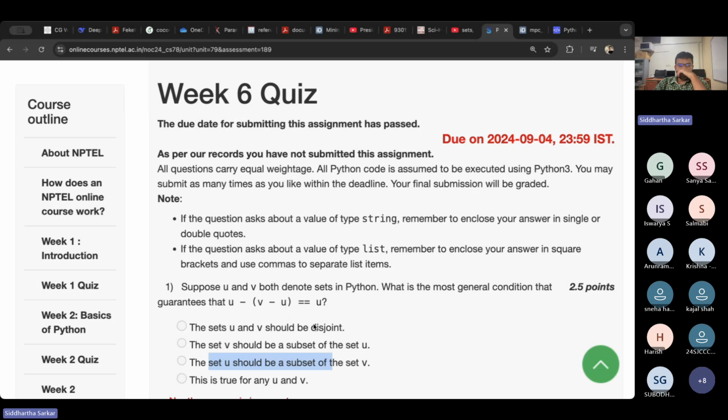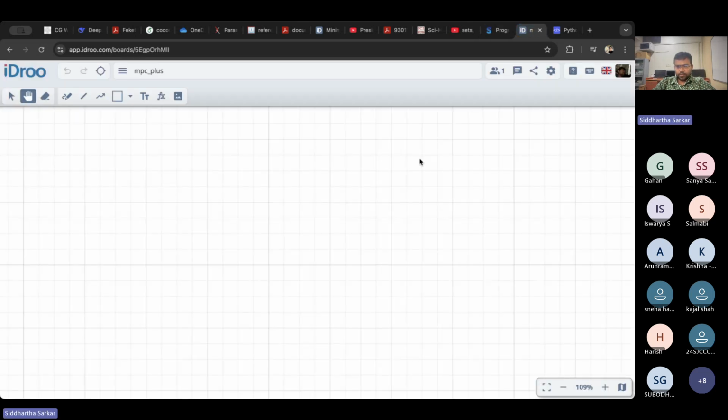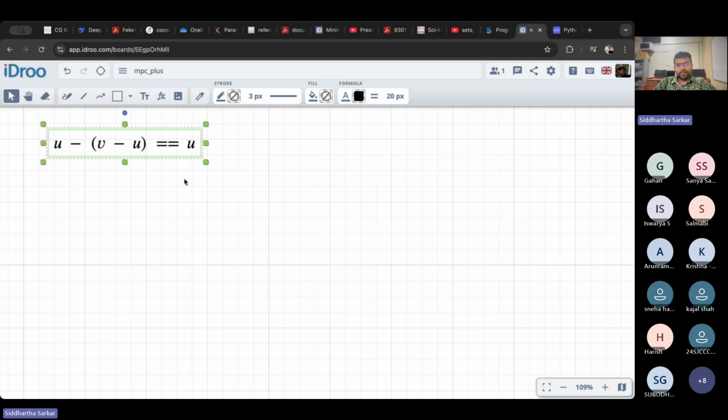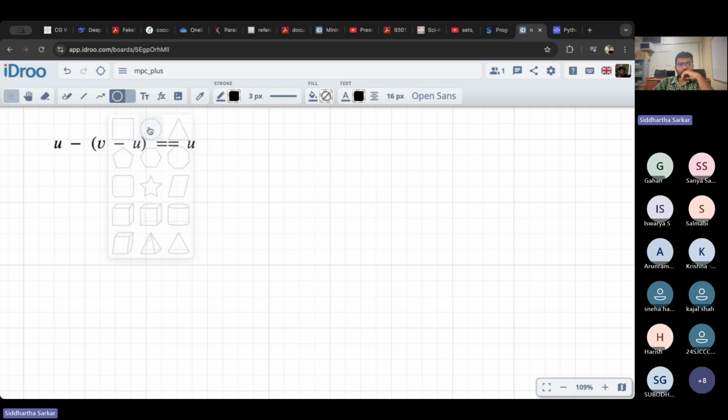So how many of you remember Venn diagrams from school? Try to think in terms of Venn diagrams. Try to draw the Venn diagram for U and V and try to do this set difference operation. So I will write it down. Are you able to see the whiteboard? Yes, sir. All right. So these are the expressions. Okay, so I will draw Venn diagrams. The easiest thing to do is to draw a Venn diagram.